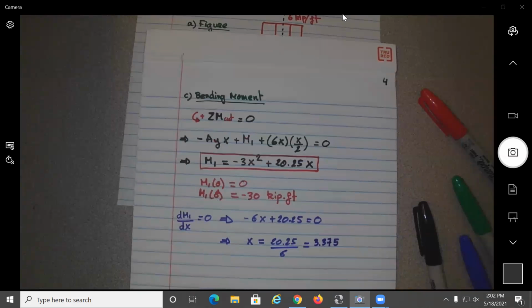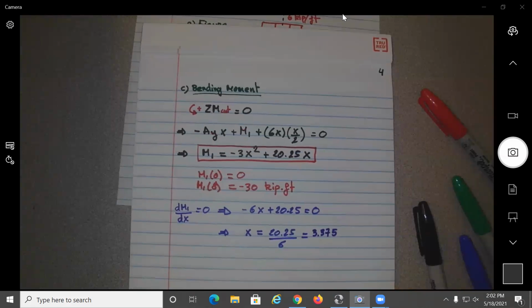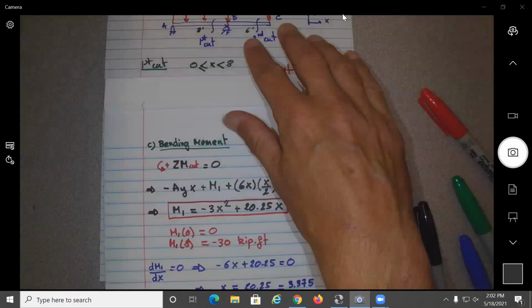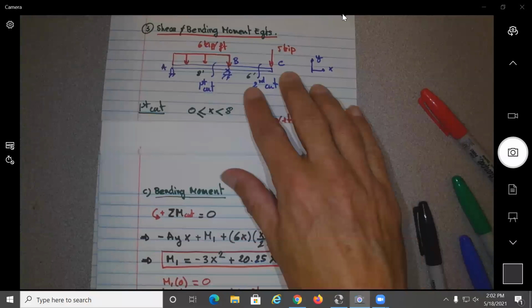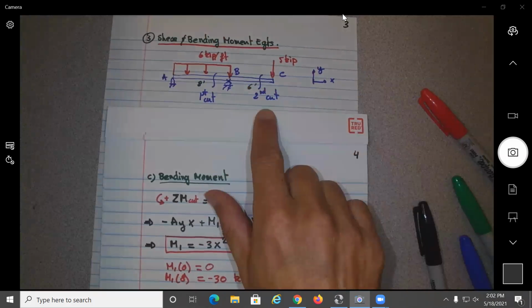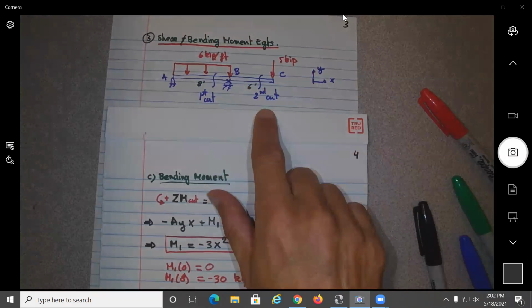All right, and yeah, we'll do that later. So basically, we got everything for M1 and V1. All right. So now we are here. Now, what do we need to do? We need to do exactly the same thing again for the second cut.